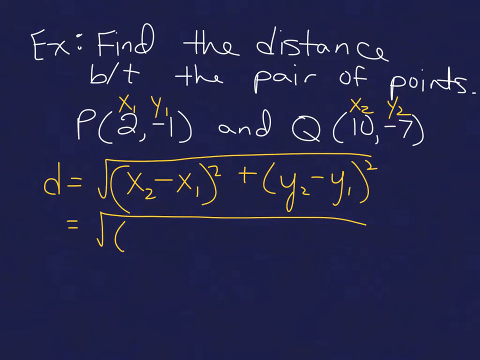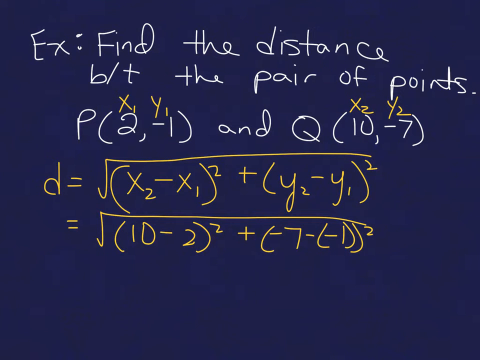Okay, so x2 minus x1. So this is 10 minus 2. Okay, now I'll put that in parentheses. You really didn't have to put them in parentheses right here. Okay, if you want to just put 10 minus 2, that's fine. Okay, I'm going to square that. And then plus, okay, now we're going to do our y's. So y2 minus y1, so that is -7 minus -1. Okay, now I did put this one in parentheses right here just because it was that negative stuff.